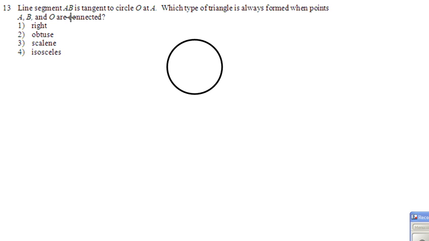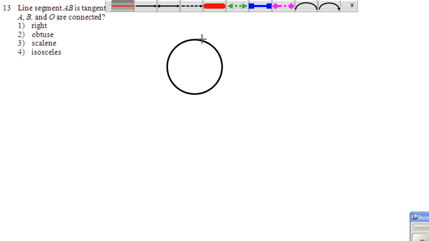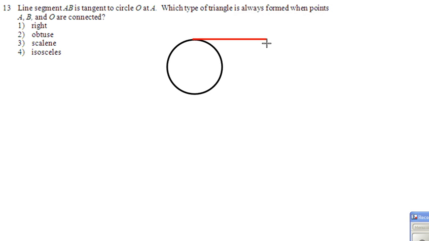There it goes, circle O. But the segment is tangent, so we'll have a line that's tangent somewhere like this. And let us label each and every one. So here we have O. And then tangent at A. So that's A, right over here. And this must be then B.